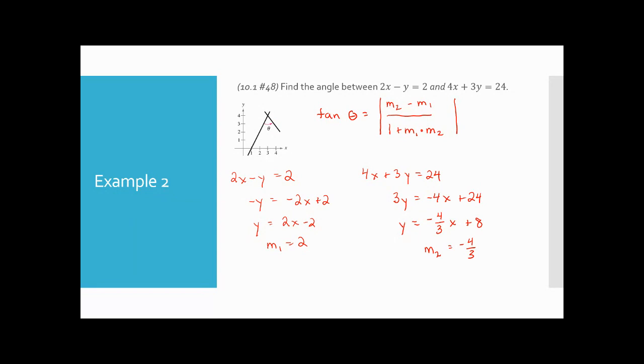Okay, so now I need to plug these into our equation here. Everywhere I see m2, I'm going to replace it with negative 4/3, and everywhere I see m1, it's going to be 2.